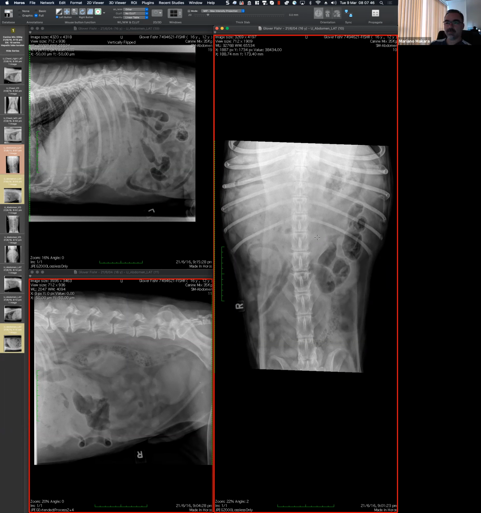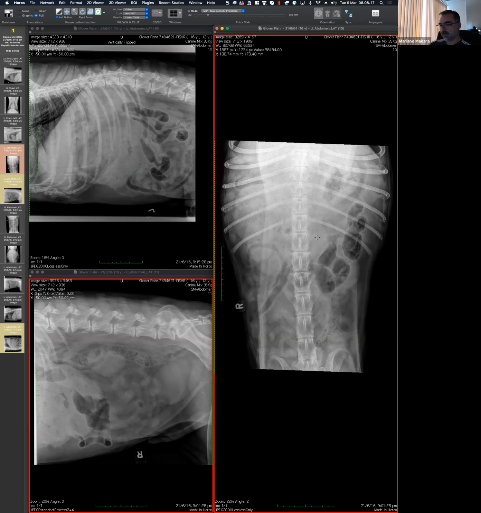Why is it abnormal? There's increased soft tissue opacity in the region where you would normally expect to see stomach, just caudal to the liver. I'm not sure if I can see two renal silhouettes, but I'm also not sure if I can definitely identify both ends of the spleen.